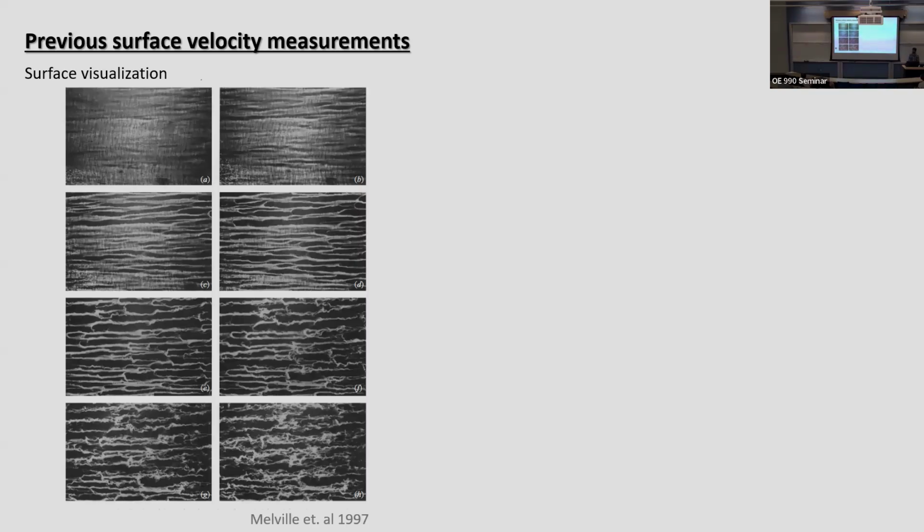So let's start with surface visualization. We'll start with the work of Melville et al. in 1997, who used tiny glass spheres on the surface, which were imaged by a visible camera.